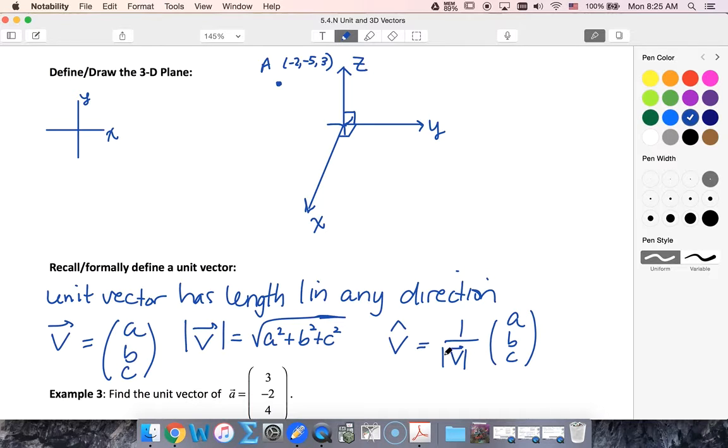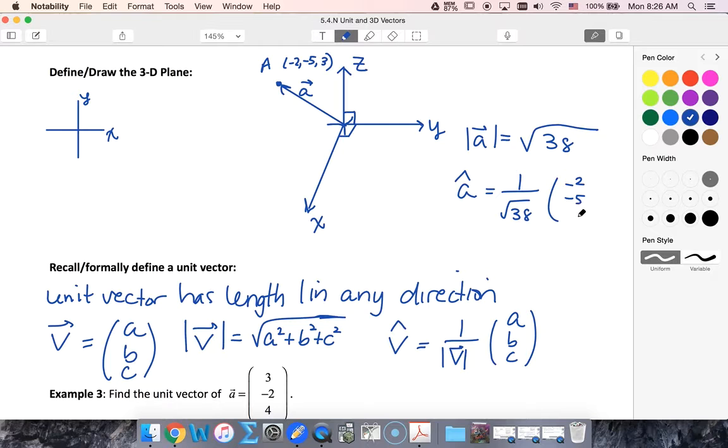So this is a parallel vector to v, but because I've divided by its length, it now has a length of 1. So if we think up here to our vector a, so that would come up to this point. Well, the magnitude of a for this vector is going to be root of 29 plus 9, which is 38. So then the unit vector for a would be 1 over root 38, times -2, -5, 3. So if I think about drawing that in, it's going to look like this. So here's my a hat, and it has length 1, but in the same direction.